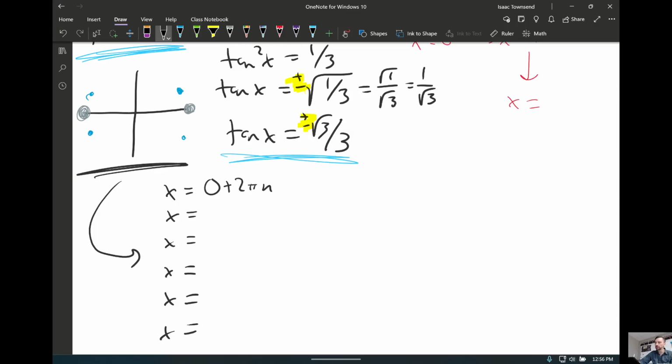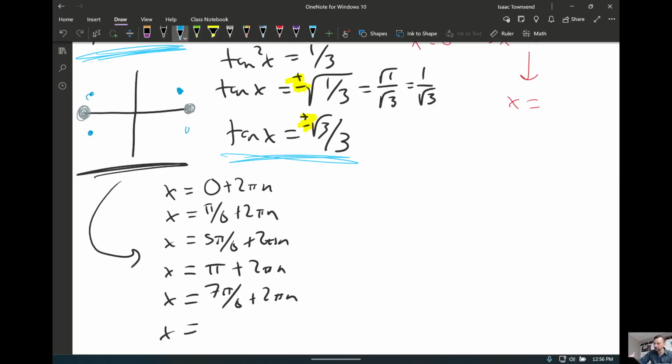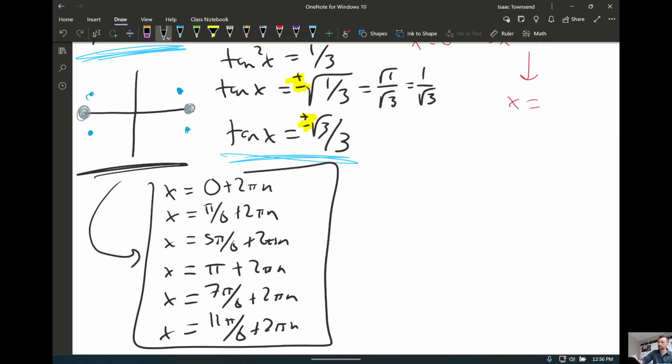0, everything coterminal, pi over 6, and all of its coterminal, 5 pi over 6, and all of its coterminal, pi, 7 pi over 6, and comes up here, 11 pi over 6. There's 6 places within one rotation, so there could be 6 solutions here. But I'm guessing the back of the book probably condenses this into 3.